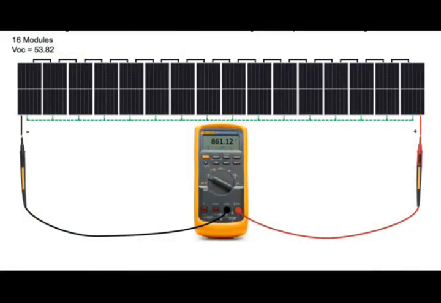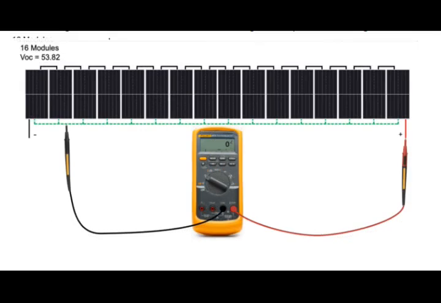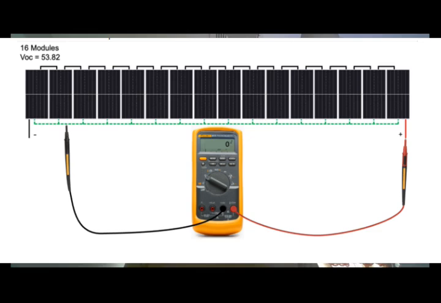Here's another typical ground fault example with voltage to ground on the negative side. First, measure between positive and negative. In this string of 16 modules, each has a VOC of 53.82 volts DC. Again, we measure 861.12 volts DC, the PV string circuit open circuit voltage. Next, we measure between the positive conductor and ground and get a reading of 0 volts DC, which matches our expectations.